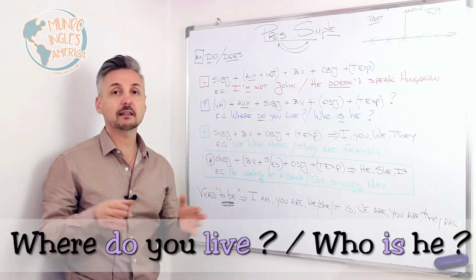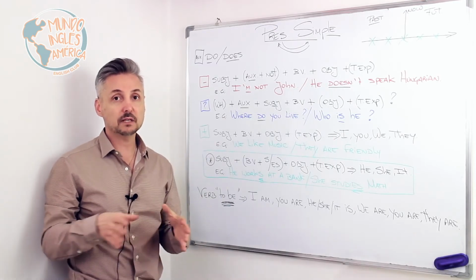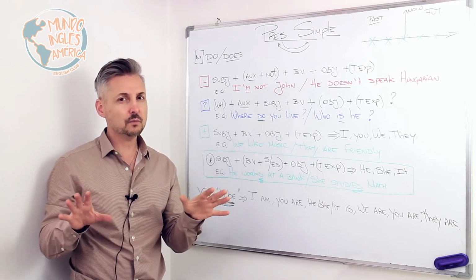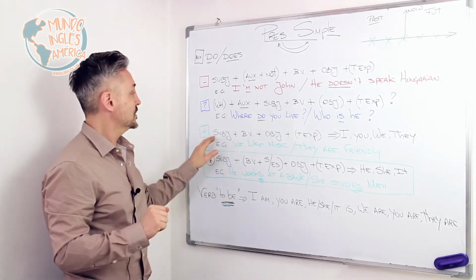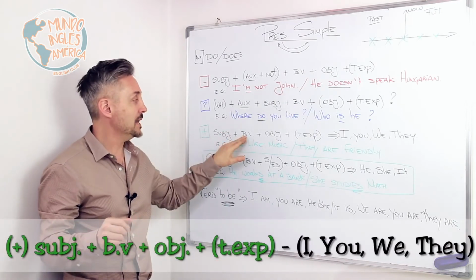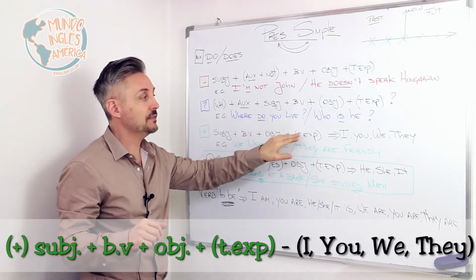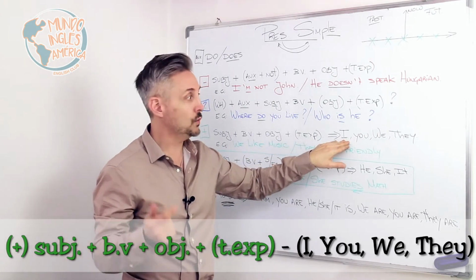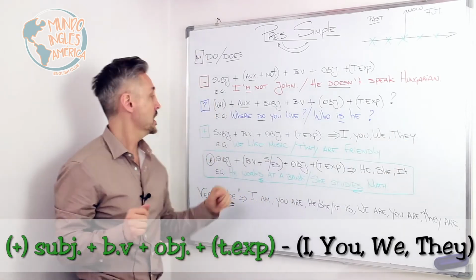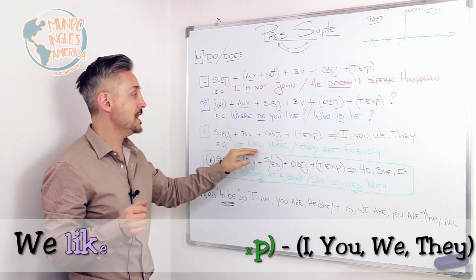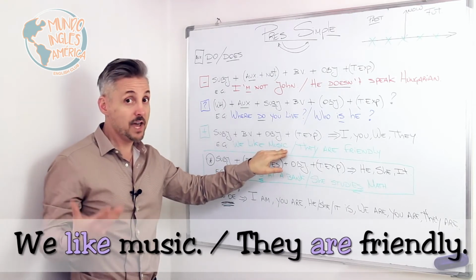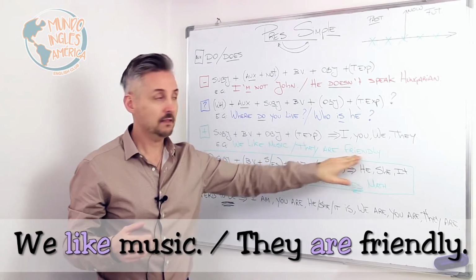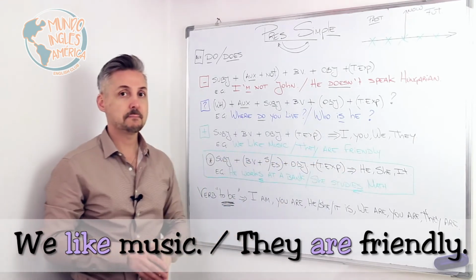Now, if we look at the most important sentence here, because we have the third person singular, which changes, let's start first with the easiest one. So, the subject, then the base of the verb, then the object, and then the time expression sometimes. This referring to I, you, we, and they only. So, the example, we like music. If we have an example with the verb to be, they are friendly. They are friendly. So that's it.